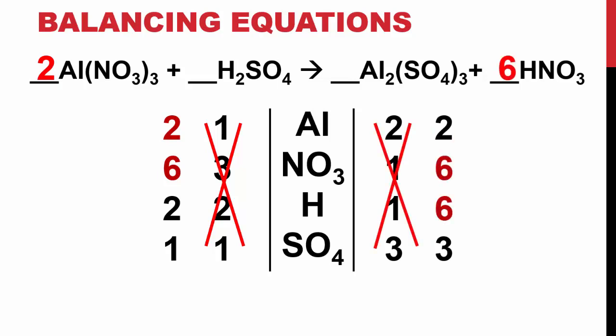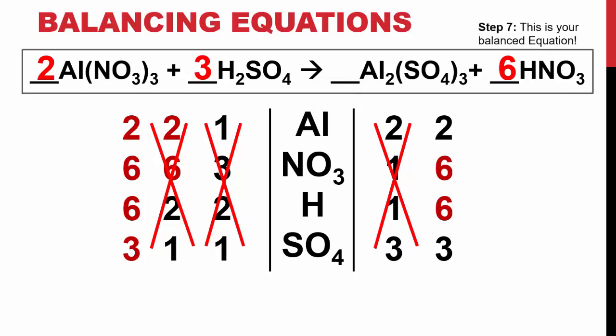Let's go over to the other side and let's put a 6 by the HNO3. So now we have the same amount of aluminums, we have the same amount of nitrates, but now we have different amounts of hydrogens and sulfates. So where in our reactants do we have a hydrogen sulfate? That would be the other reactant, reactant B, let's call. So what times 2 is 6 and what times 1 is 3? Coefficient of 3. So when you put that 3 there, you now have 2 aluminums, 6 nitrates, 6 hydrogens, and 3 sulfates, which is balanced out with the other side.